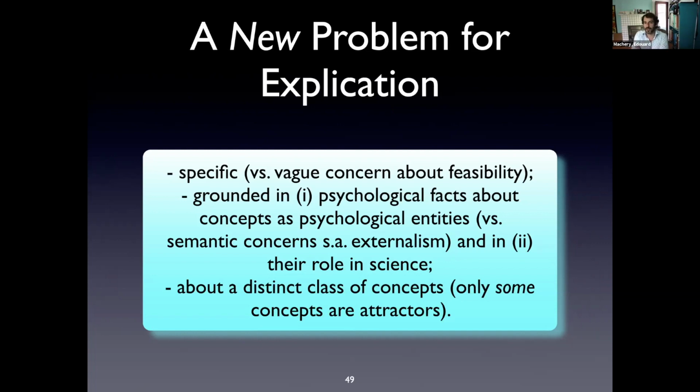So it's a new problem because it's specific versus general or vague. It's grounded in specific features of concepts, psychological features of those concepts, and functional features of this concept, how they feature in science. And also, it's a narrow concern. It's not about concepts in general. It's not about explication in general. It's about explication of a specific kind of concept, namely those concepts that are attractors. All right.